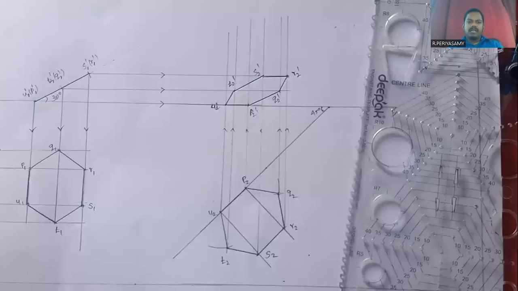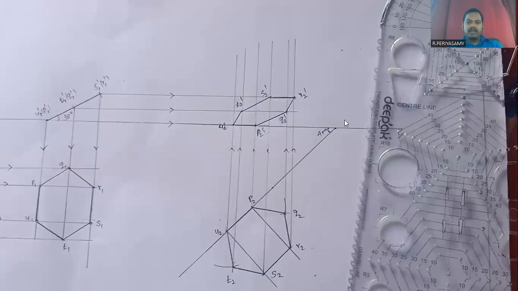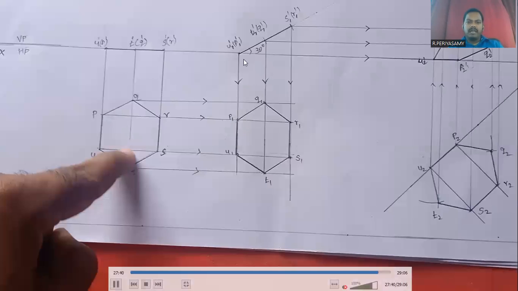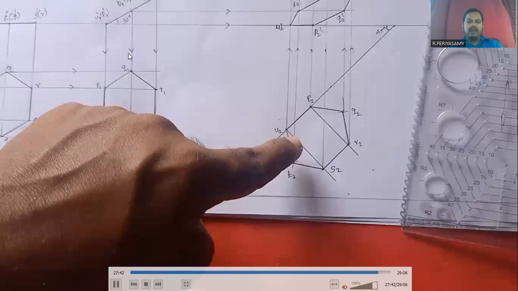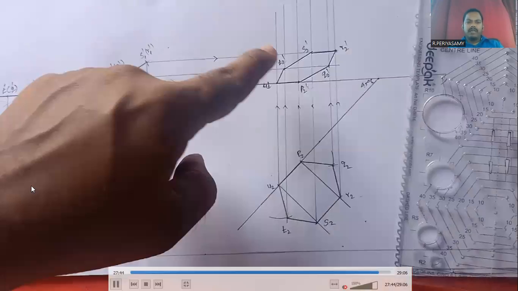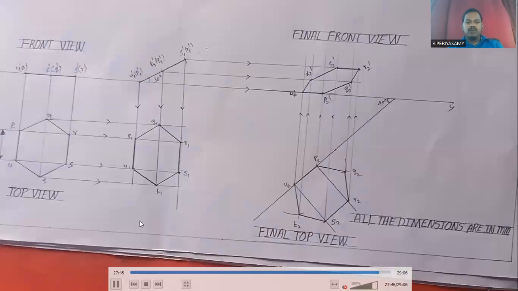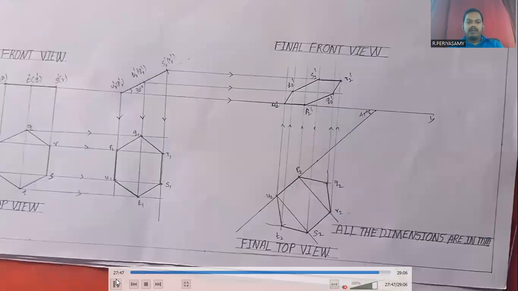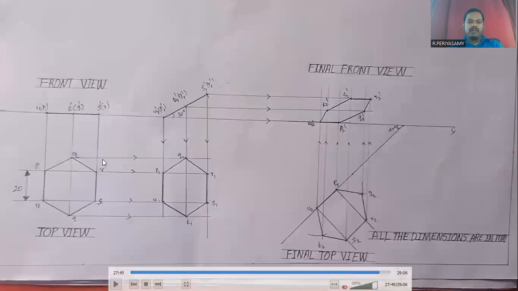Next, we have to mention its dimensions. Here the inclination to the VP is 45 degrees. Here the inclination to the HP is 30 degrees. Next, we mention its base side: the base side is 20 mm. This is the front view projection, this is the top view projection, this is the final front view projection, and this is the final top view projection.